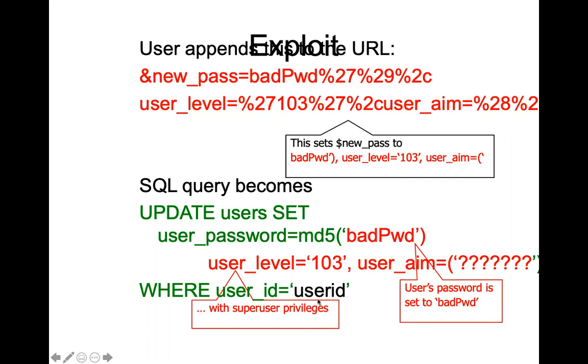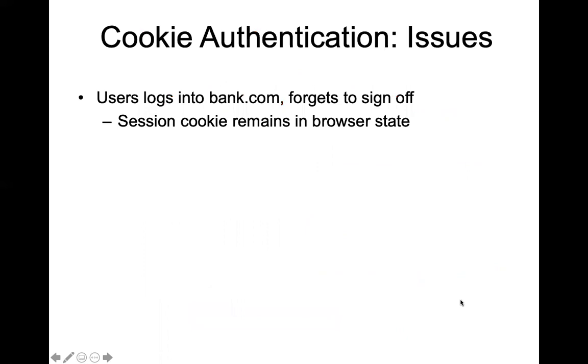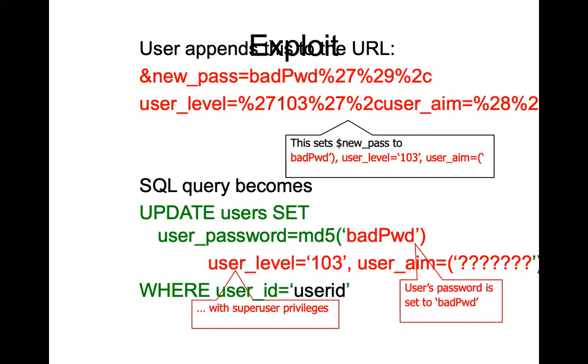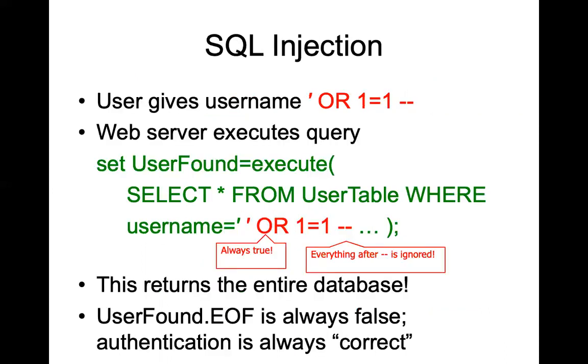Okay, the user ID is user ID. This will also end up executing with super user privileges, assuming that there's a user whose name you have been able to change to bad password in the past. Okay, so this is an example again of a SQL injection attack. And there are many ways in which this can be done; this is the simplest variant.